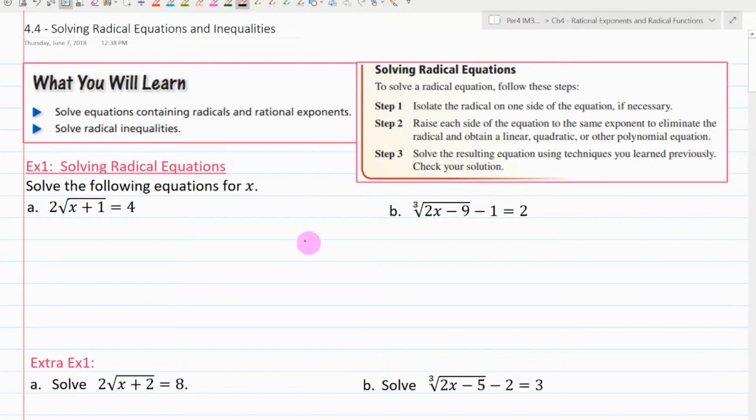Good morning, this is Miss Parks, and today we're going to be solving radical equations. This is inequalities. We're not really going to be doing inequalities, but they are radical equations and rational exponent equations as well, which go together.